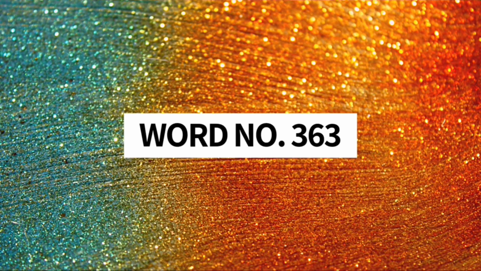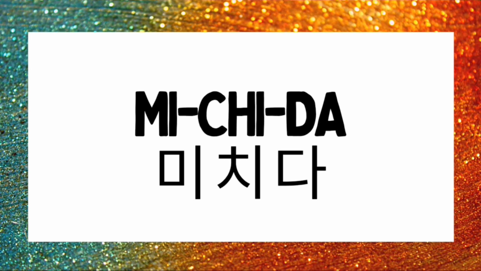Word number 363. Michida. This is pronounced as a three-syllable word. The first syllable is mi, second syllable is chi, and third syllable is da. Pronounce it with me. Michida.